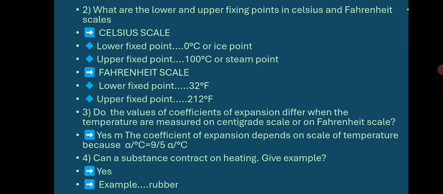Next, do the values of coefficients of expansion differ when temperature is measured on the centigrade scale or on the Fahrenheit scale? Yes. Why? The formula is alpha per degree Fahrenheit is equal to 5 by 9 alpha per degree Celsius. So the coefficient of expansion depends on the scale of temperature. Next, can a substance contract on heating? If so, give an example. Yes. And the example is rubber.